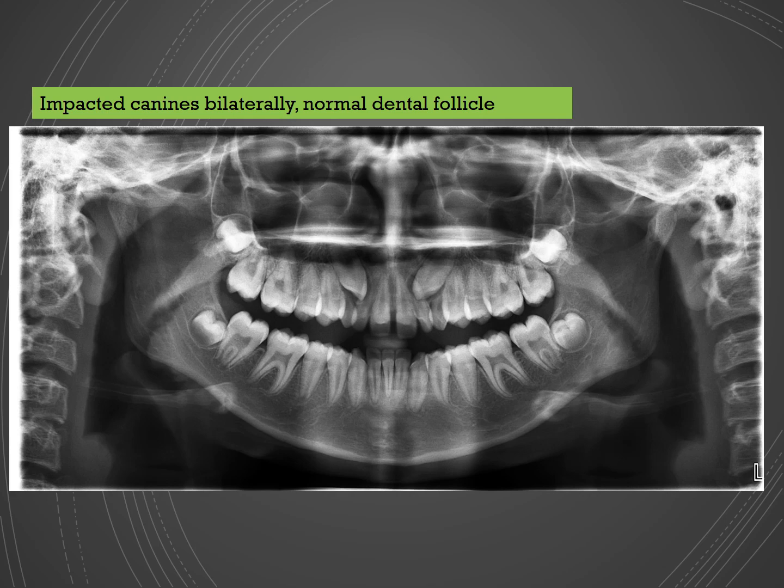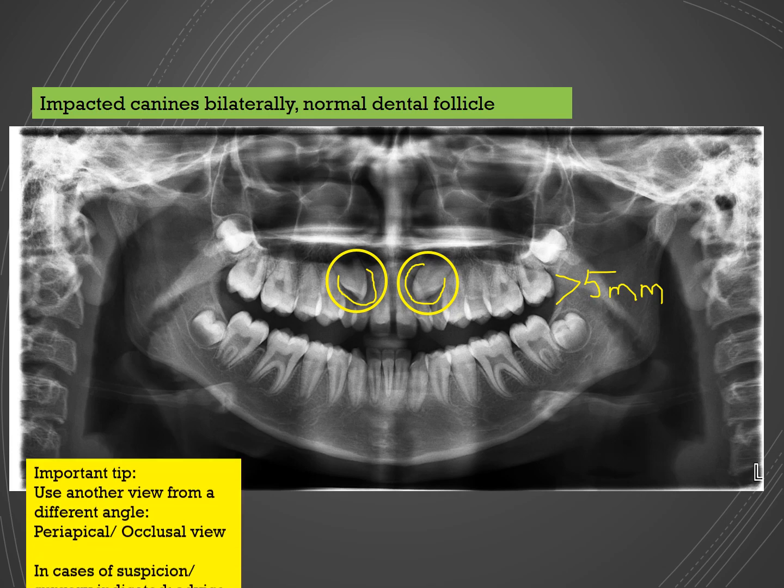Impacted canines, for example, are seen in this case bilaterally, and they're having a normal follicle. Just to remind you that dental follicle is a space around an unerupted tooth, and this should not be greater than 5, and if it is greater than 5 then it is an indication that it could be having a cyst around it, most likely a dentigerous cyst.